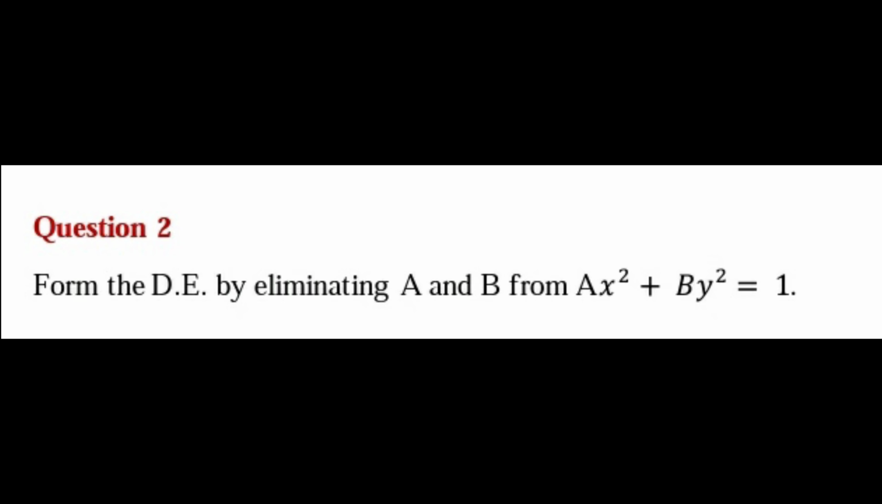The question is, form the differential equation by eliminating a and b, capital A and capital B, in ax square plus by square is equal to 1. Once again I am reading. Form the differential equation by eliminating a and b in ax square plus by square is equal to 1.